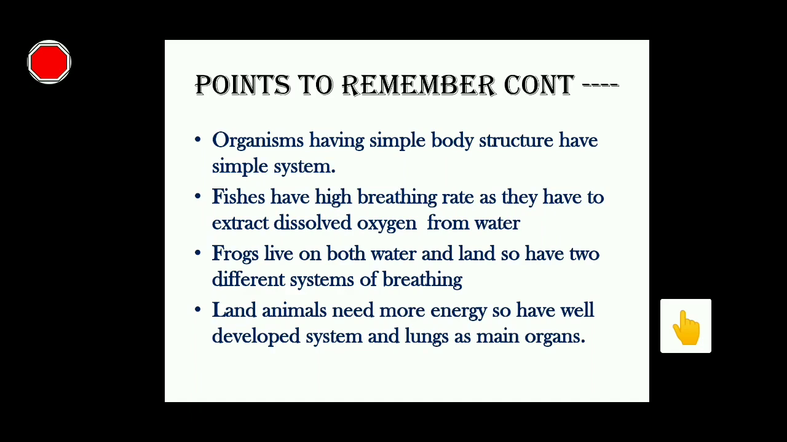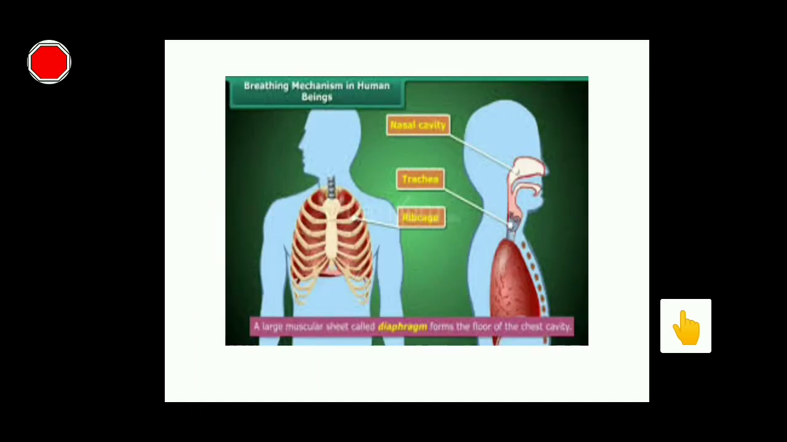Fishes have a high breathing rate as they have to extract dissolved oxygen from water. Frogs live in both water and land, so they have two different systems of breathing. Land animals need more energy, so they have a well developed system and lungs as the main organ of breathing. So these are the points which we need to remember from the examination point of view.